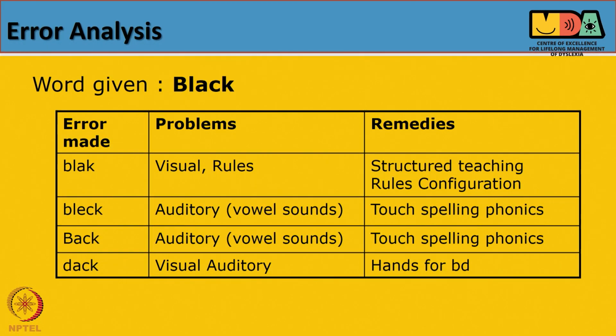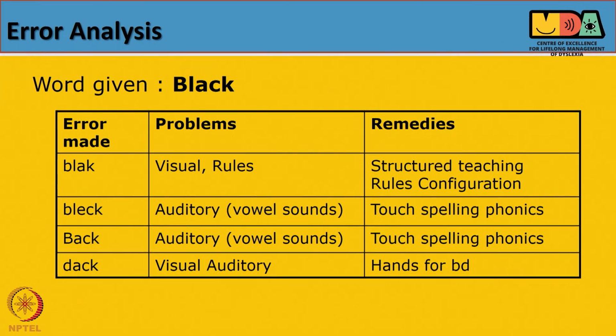The fourth way of doing it is writing DAC for black. A couple of mistakes he has done here. One is straight away what we can see is his reversals, and of course he has not heard the blend. He also has left out the l sound. So we have DAC written instead of black.